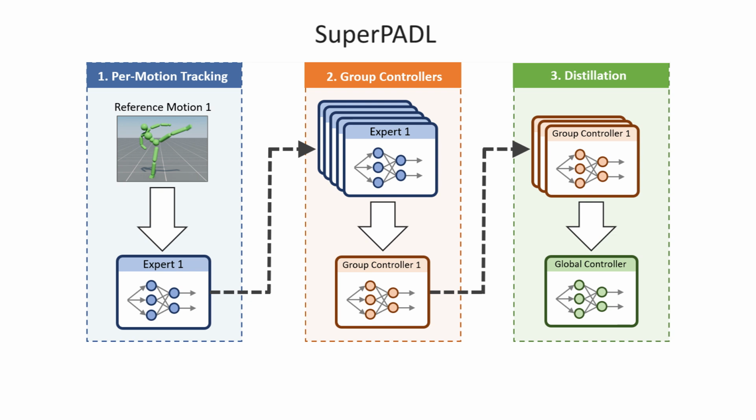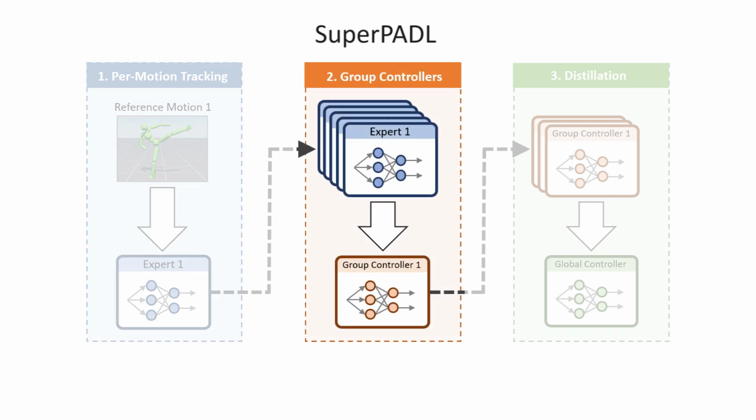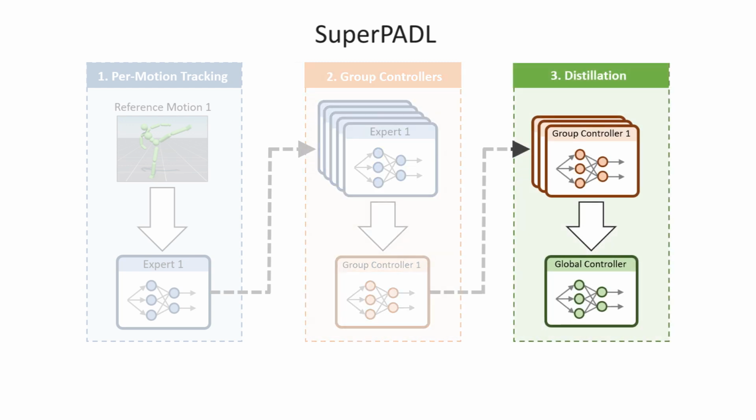SuperPADL consists of 3 stages. First, we train separate expert motion tracking policies on every motion in our dataset. Next, we partition our dataset into random groups and train a multi-motion controller on each group using a hybrid RL and distillation objective. Lastly, we distill together all of our group controllers to train a single, global, text-conditioned policy.